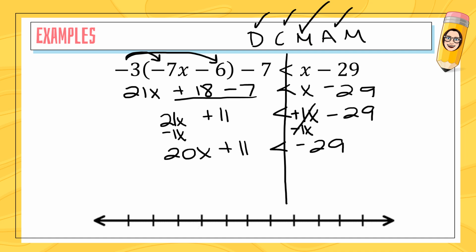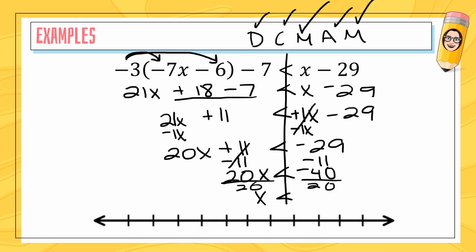Undo any addition or subtraction. We're going to minus 11, negative 40, and undo any multiplication or division. If I divide both sides by 20, I get a perfect negative 2. The letter is first. The 20 was regular, right? There's no special flips here at all.